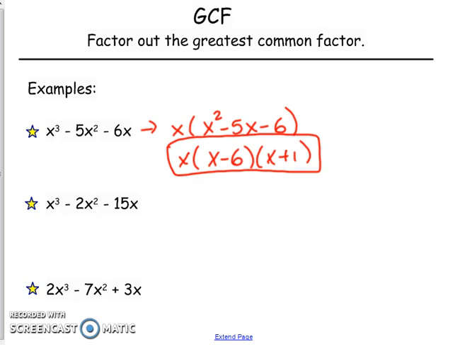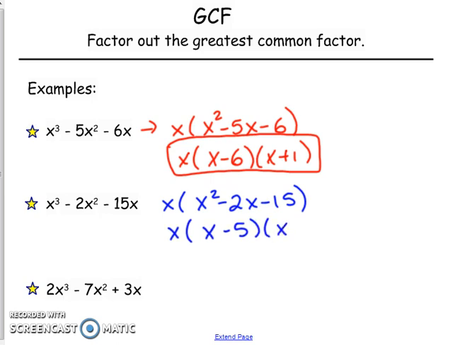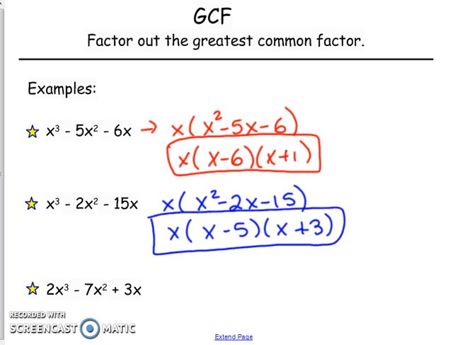And the second example, same thing, take out the GCF. So we're going to take out the x, and we're left with x squared minus 2x minus 15. Again, we have a quadratic, so multiplies to negative 15 and adds to negative 2. So the x will stay on the outside, and I'm going to use negative 5 and positive 3. And that's as far as we can go. Yes, we're not solving any of these right now, we're just factoring.